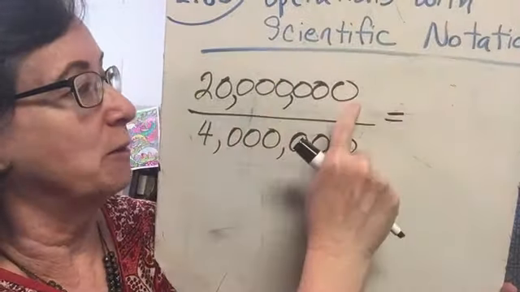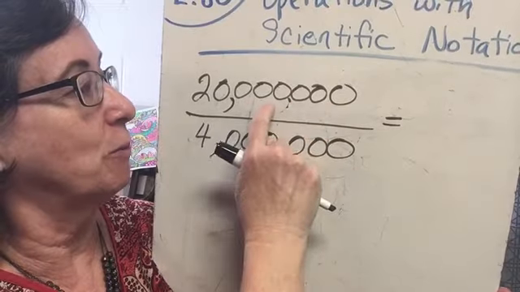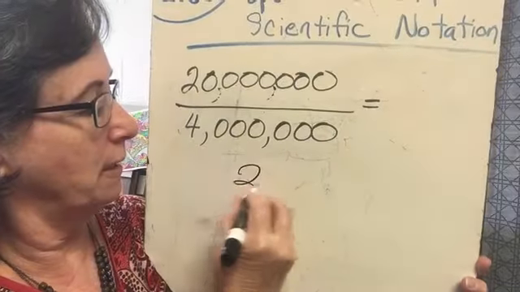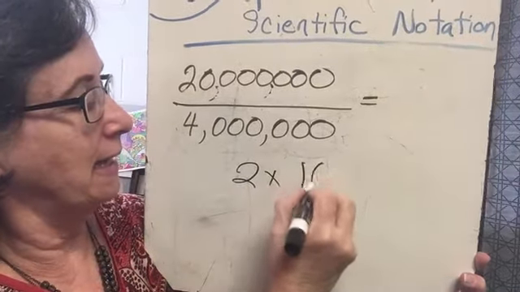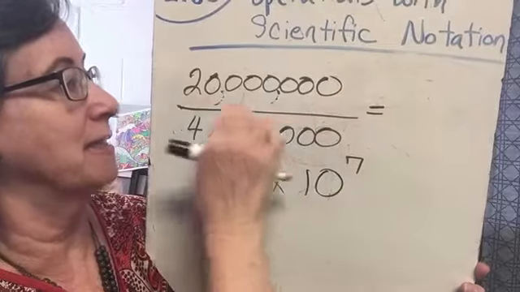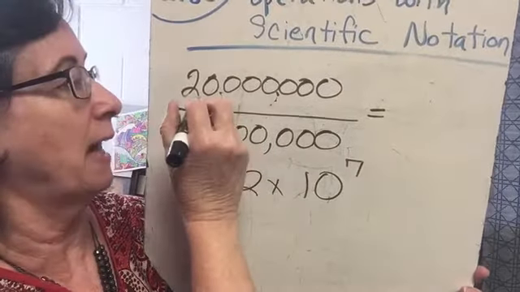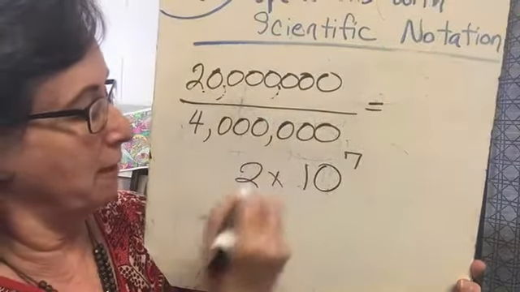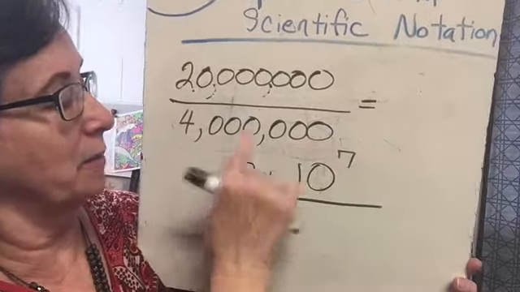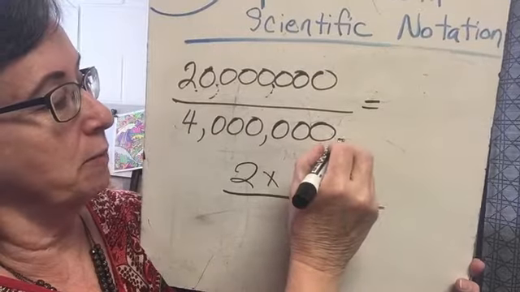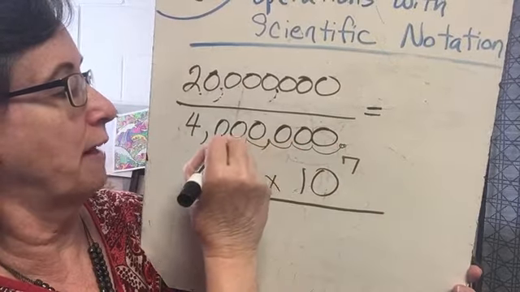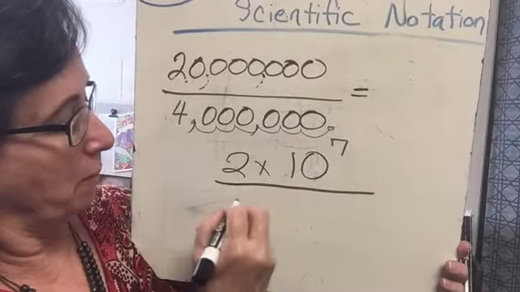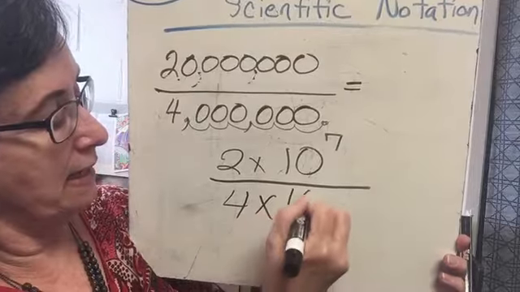So here we have to move this 1, 2, 3, 4, 5, 6, 7 spots. So this was 2 times 10 to the 7. Since I had to move it 7 to the left to get it in the right spot, then I have to move this one 7 to the right. So now that big number is divided by this number, and here's the decimal, so we're going to move it 1, 2, 3, 4, 5, 6 places till we get it right behind the 4. So that is going to be 4 times 10 to the 6.